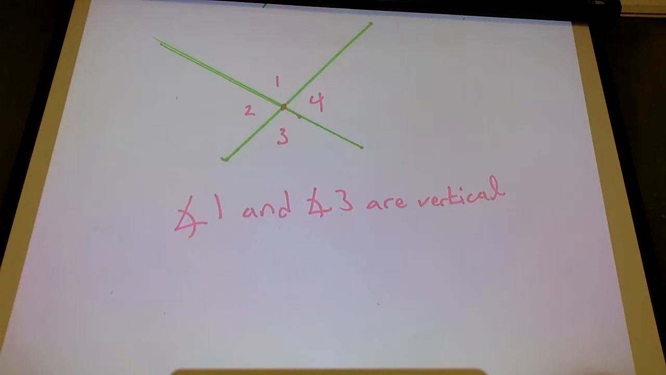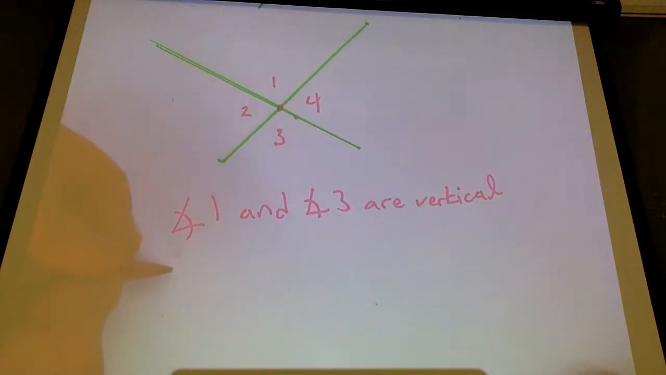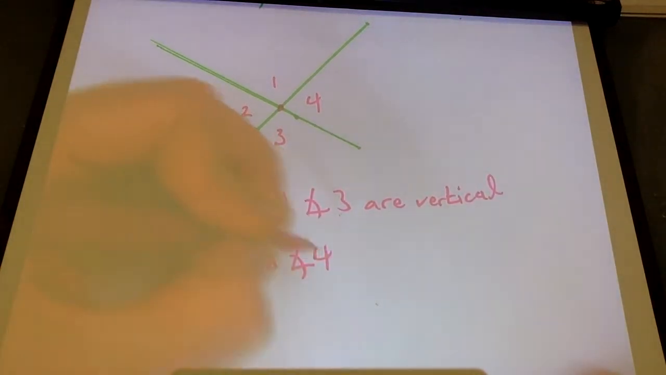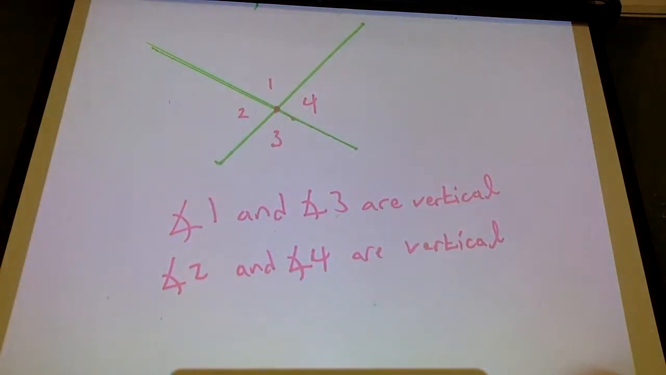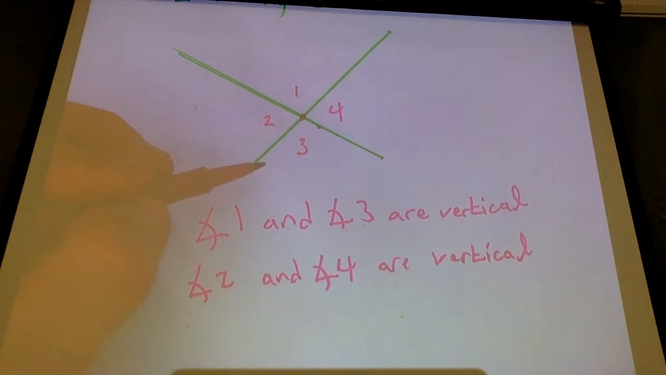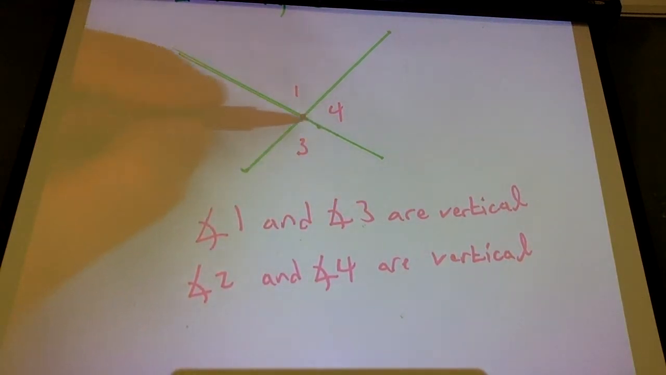And similarly, likewise, angles 2 and 4 are also vertical. So all it means is you have two lines that intersect at a common vertex, and you're just saying the angles that are opposite of each other. Or you could say the angles that are not adjacent. So angle 1 isn't adjacent to 2, isn't adjacent to 4, so its vertical angle is angle 3.